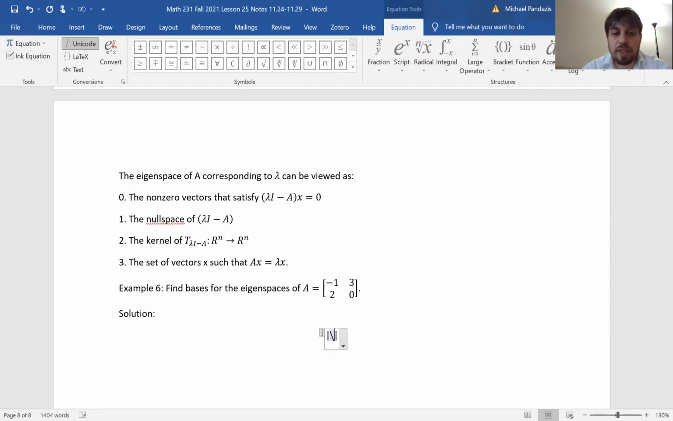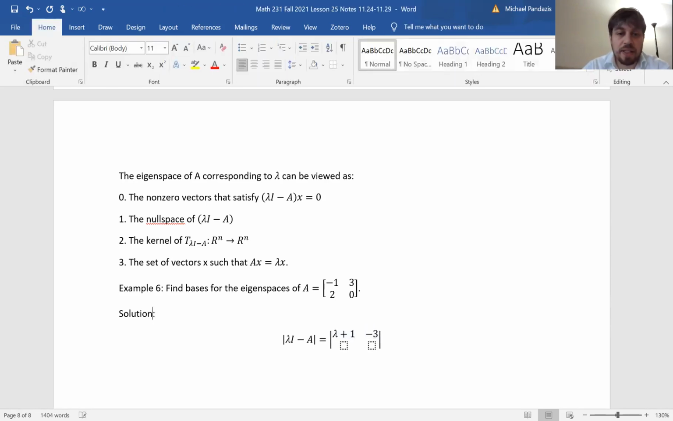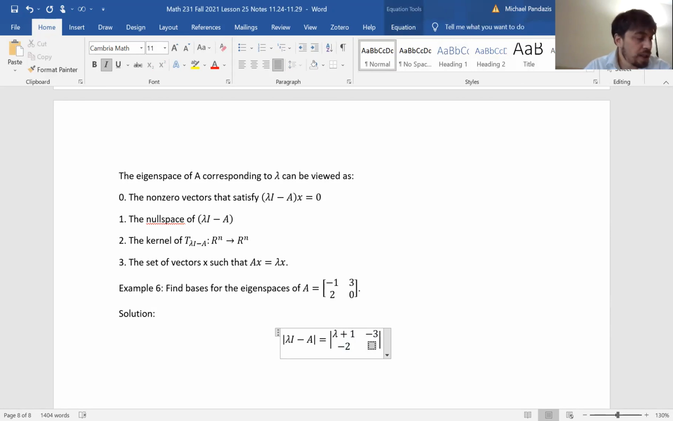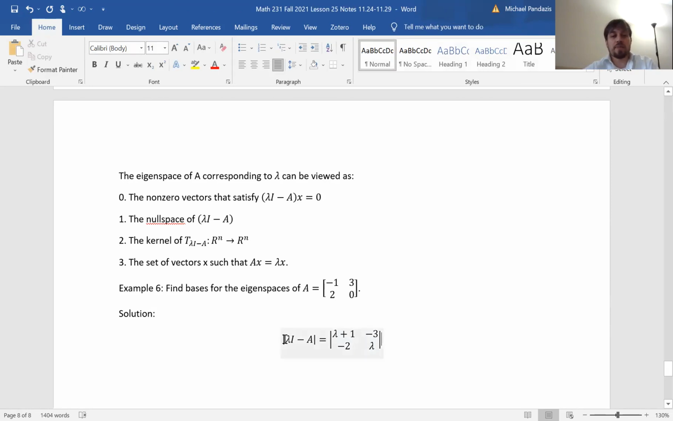So we have the determinant of lambda I minus A. It's equal to the determinant of this 2 by 2 matrix, where you have lambda plus 1 here, -3 here, -2 here, and lambda here. Okay, so lambda I minus A is this matrix, given that this is A. You want the determinant of that?